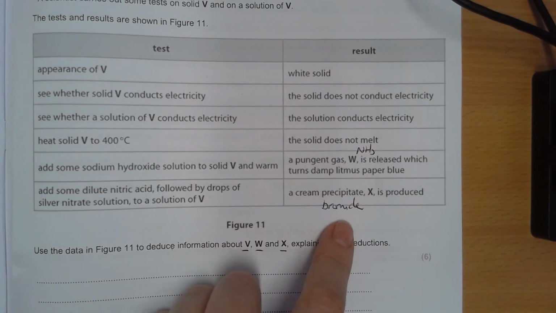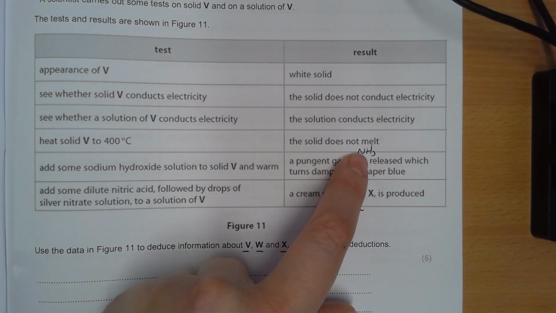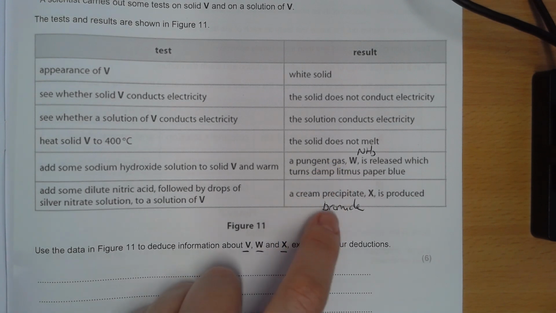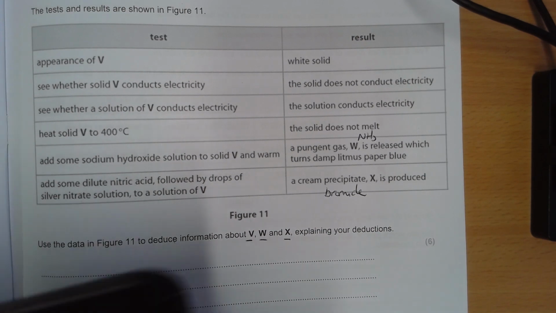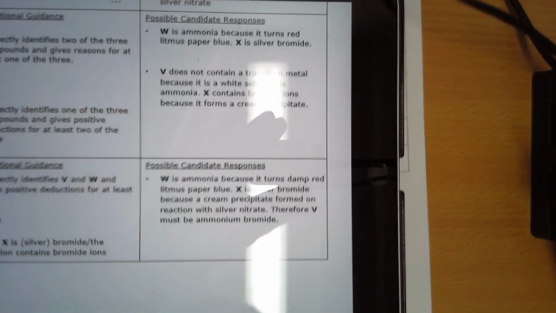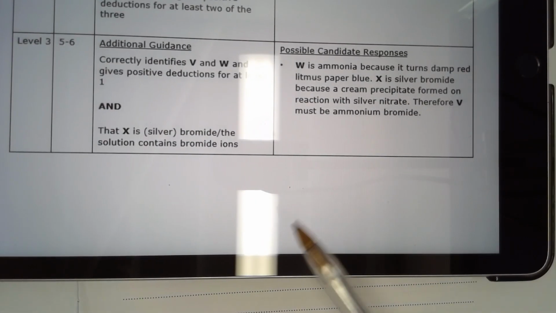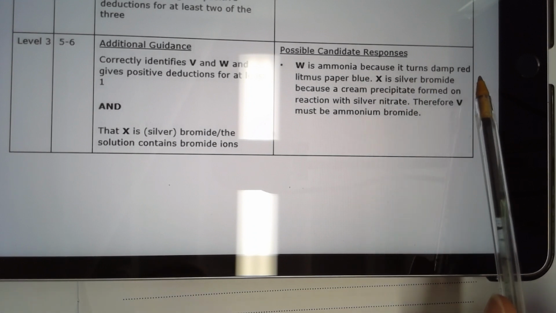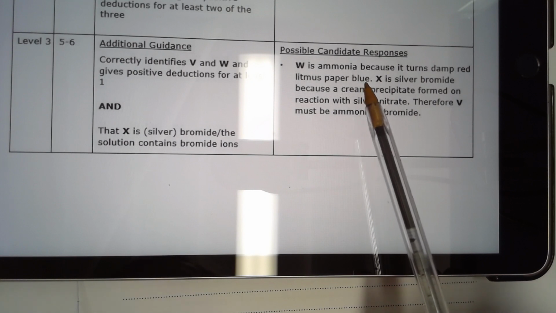So using this information, you can work out that V must have the ammonium ion if it's giving you ammonia gas, and it must have the bromide ion if it's forming silver bromide. So you can work out that you're forming ammonium bromide. But this is a possible response, and this is in the 5 to 6 mark category. It says W must be ammonia because it turns damp red litmus paper blue. You need to say it starts red and turns blue, not the other way around. It is an alkaline gas.